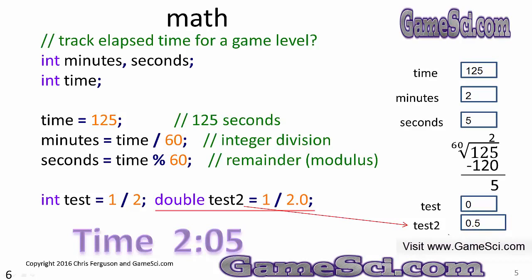I wanted to show you a little math. I wanted to show you the types of math we do in video games. Calculate the elapsed time in minutes and seconds that the player has spent on a level. And I want to be very clear. When you divide two integers, you get an integer result. When you divide doubles, you get a double result with a decimal point.